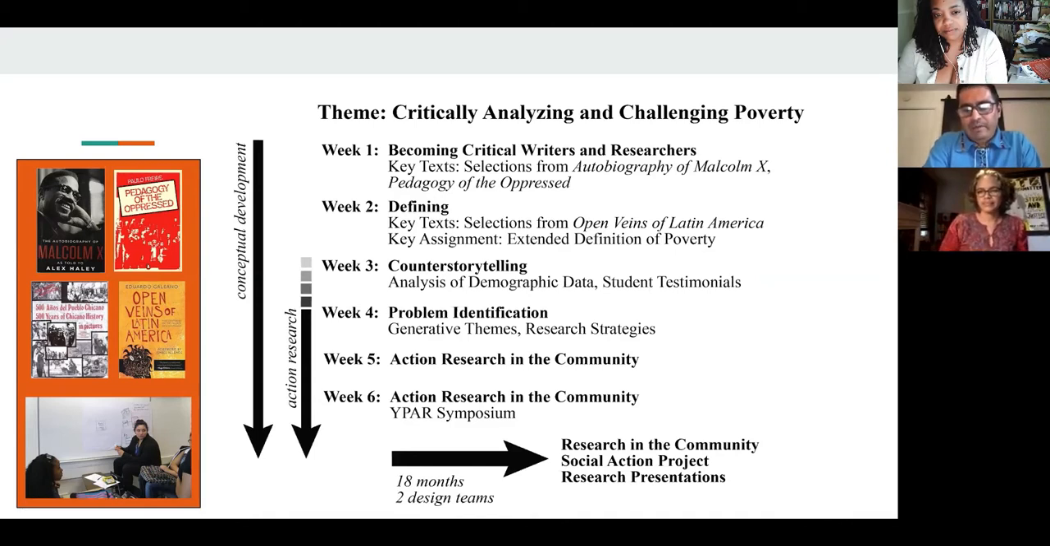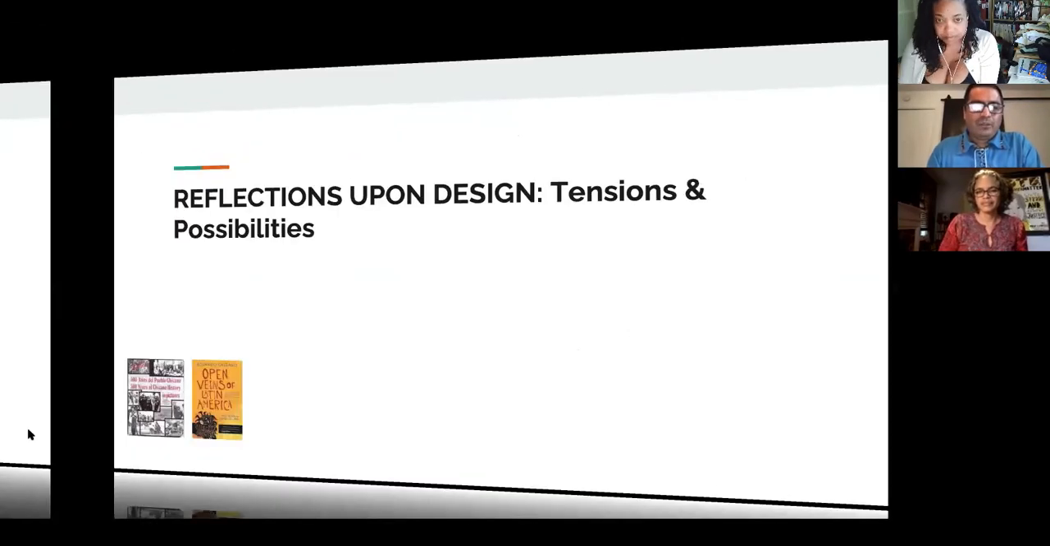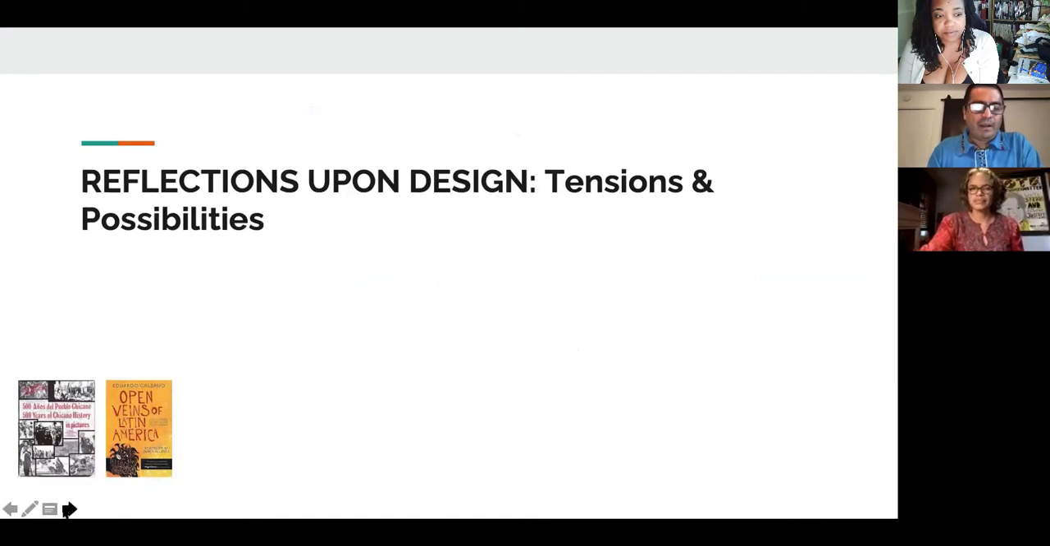And the beauty of it, all of this led to a symposium where they presented their findings and obviously also wrote a report, because writing, that's also a genre that I was teaching. The culminating experience of a symposium together with a report. So I just want to reflect here on the tensions and possibilities in this design.